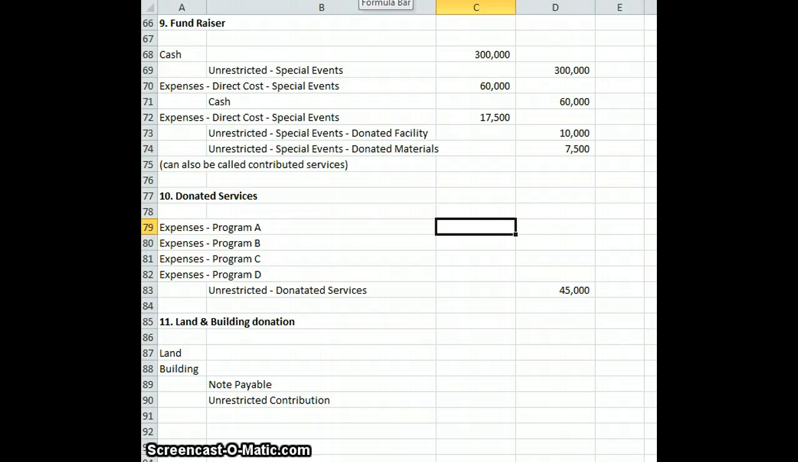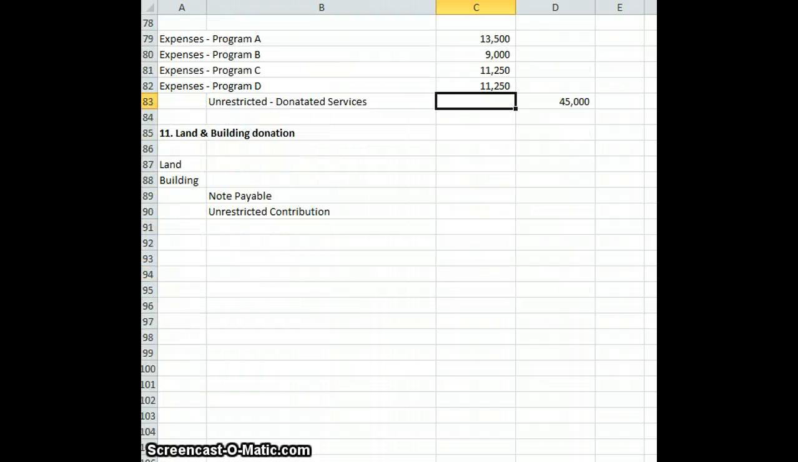We're going to take that total $45,000, and 30% of it, or $13,500, goes to program A. We have 9,000 of it, 20%, going to program B. I'm getting zero happy here. We have 11,250 that are going to programs C and D. So that's how we're recording the investment, or those donated services.